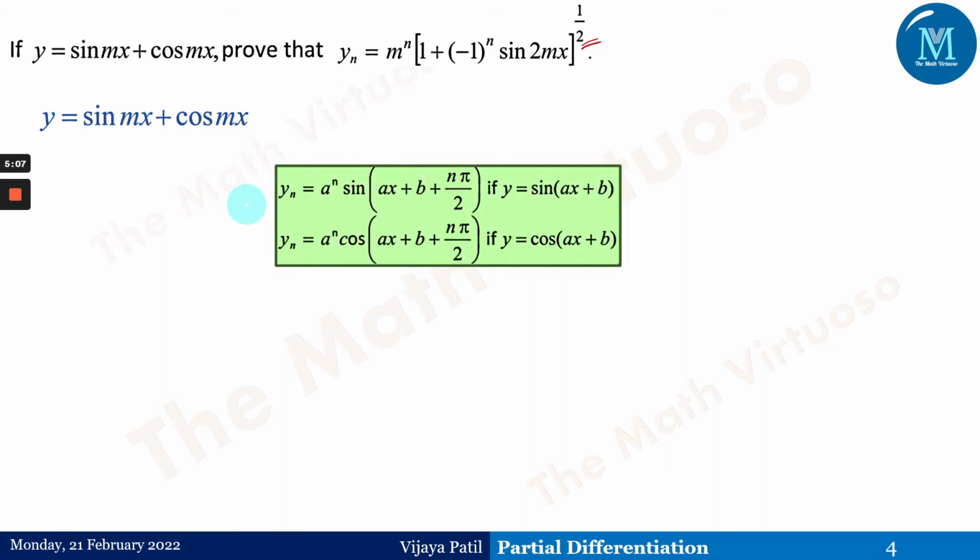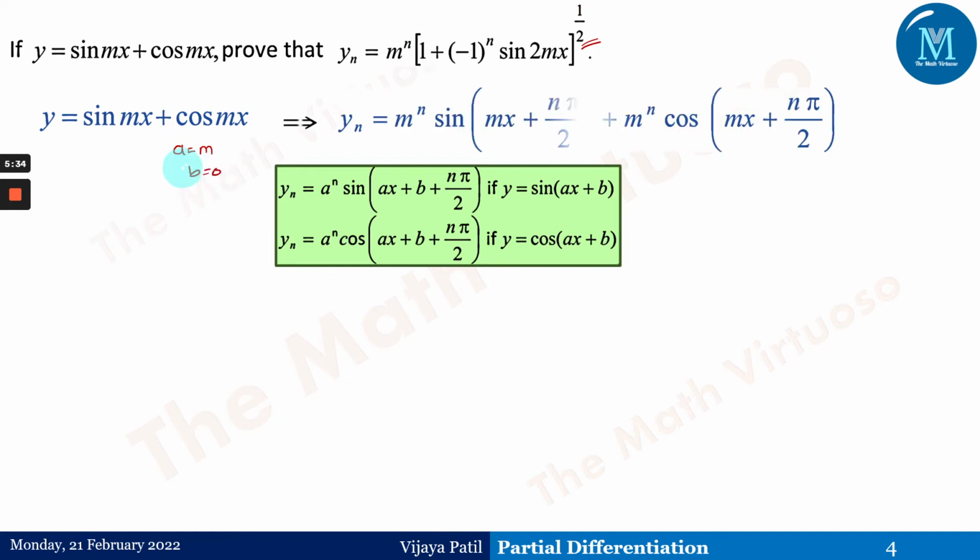The nth derivative of sin mx and cos of mx we are aware of: if sin of ax plus b, then a to the power n sin of ax plus b plus n pi by 2, and a to the power n cos of ax plus b plus n pi by 2. This is the nth derivative of this particular sin and cos term. But here in this case, small a is small m because it's a constant, and the value of b is equals to 0.